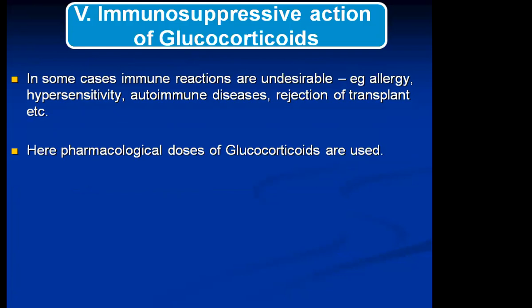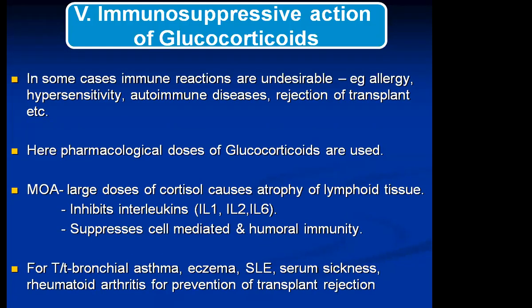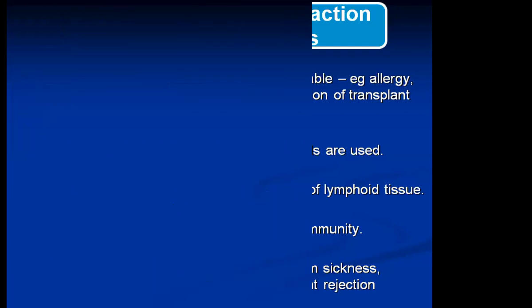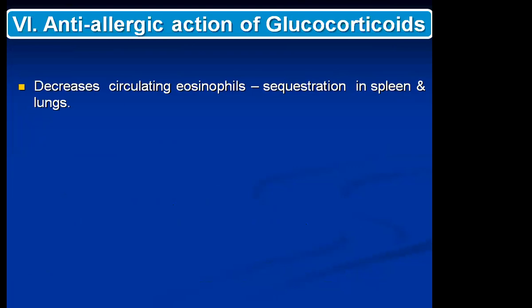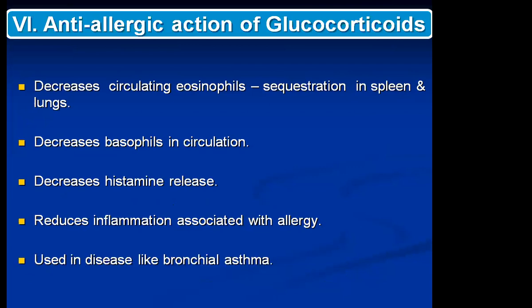Also, in immunosuppressive actions, like if you want to give a transplant of a particular organ, say a kidney transplant, or in case of allergy or hypersensitivity, or in autoimmune disease, any immune response is not desirable. In such cases, to suppress the immune response, we have to give glucocorticoids. Therefore, it is also used in conditions like bronchial asthma, serum sickness, and rheumatoid arthritis. It also has an anti-allergic action because it decreases the circulating eosinophils, decreases basophils in circulation, decreases histamine release, reduces inflammation associated with allergy, and it is used in diseases like bronchial asthma.